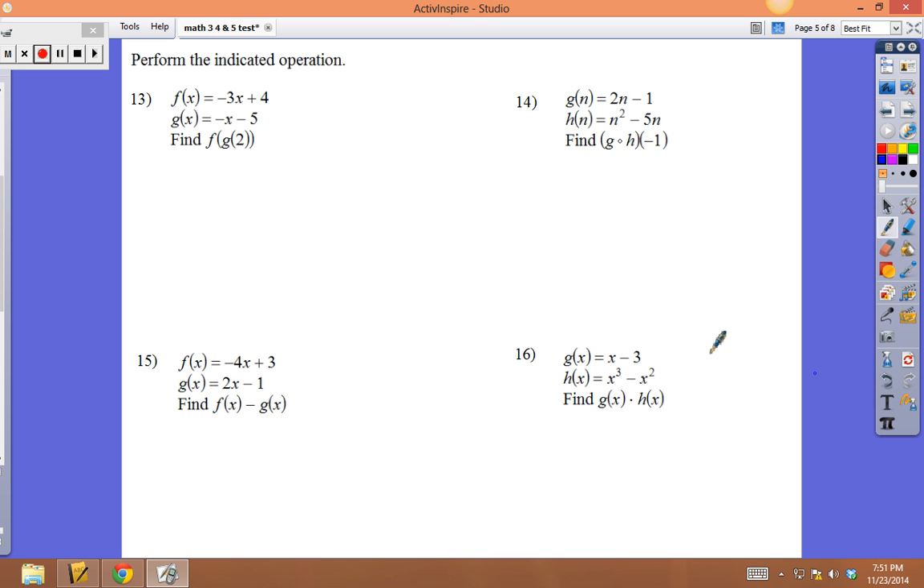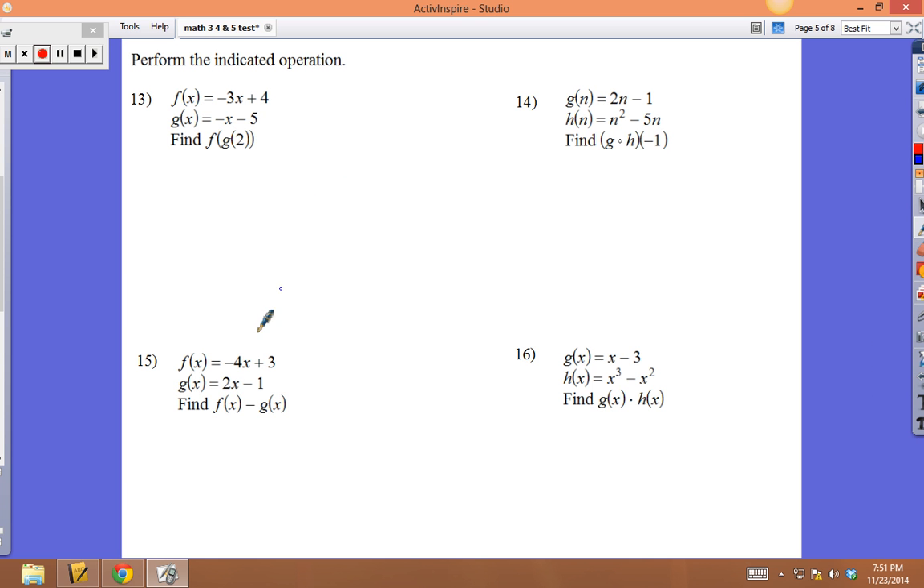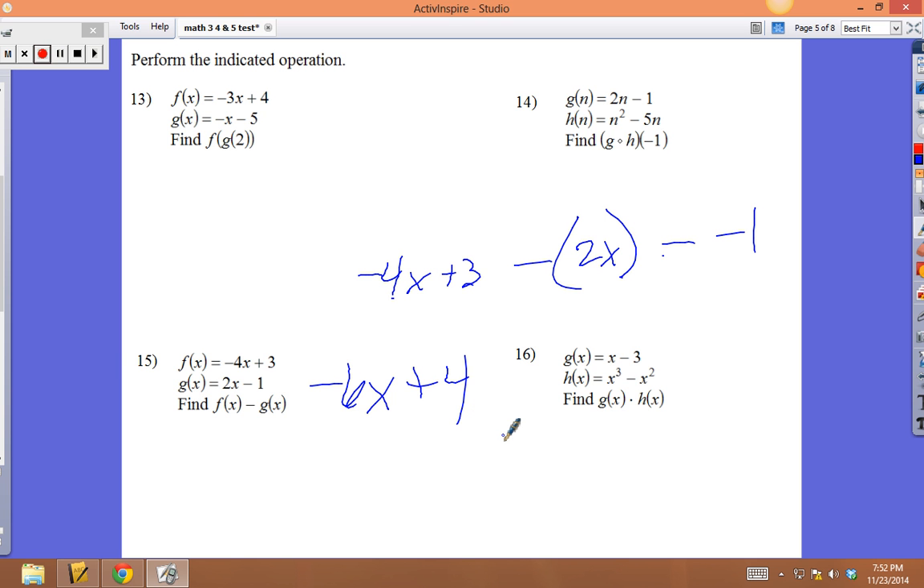15. Okay, 15, they just want you to subtract them. So they want you to do f, negative 4x plus 3, and then subtract g. But g has two terms. You need to subtract the 2x, and you need to subtract the negative 1. You have to subtract both of them. So negative 4x and a negative 2x, that's a negative 6x. But 3 subtract a negative 1 is really a 4. So your final answer should be negative 6x plus 4.